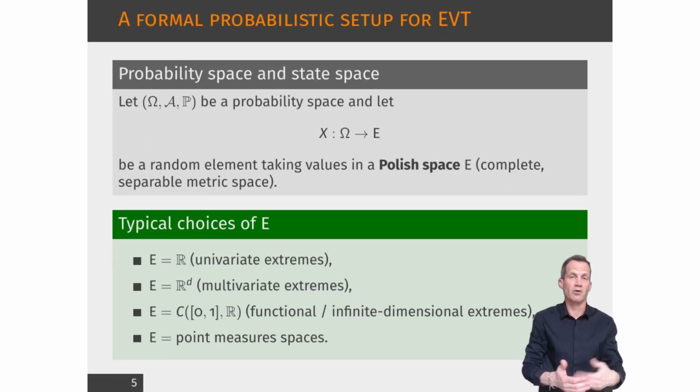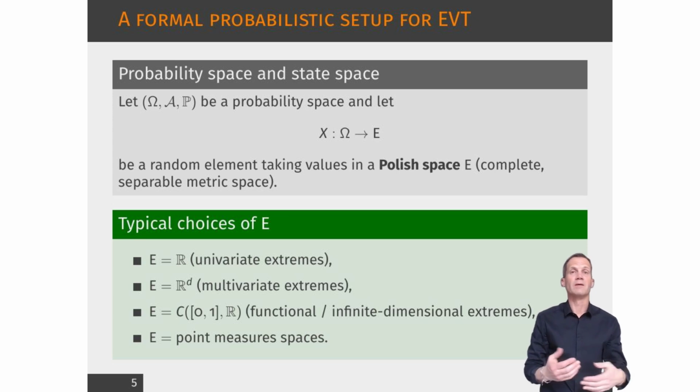This slide introduces a general probabilistic setup. We start from a probability space and a random element taking values in a state space. The important point is that the state space can be very general. It is assumed to be a Polish space, meaning a complete and separable metric space. This framework is flexible enough to cover many types of extremes.